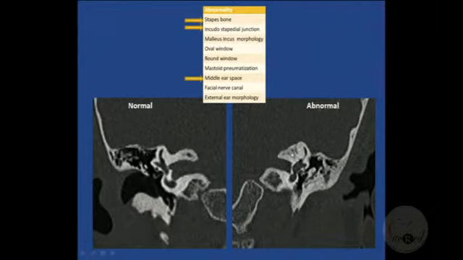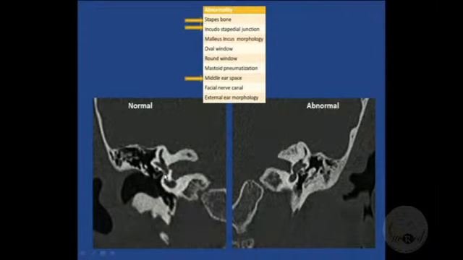What else is happening? You're not seeing the complete incus and malleus. I've got a next slide, but here the incus and malleus are adherent to the lateral wall. That's not okay. Also, if you notice here, the junction between the incus and the stapes is always a 90 degree curve. It should always be 90 degrees or slightly less, up to 80 degrees, but it should never be 90 and above. It should not be 100 or something like that.